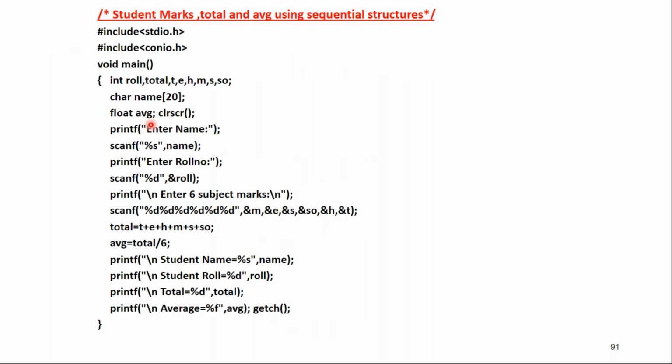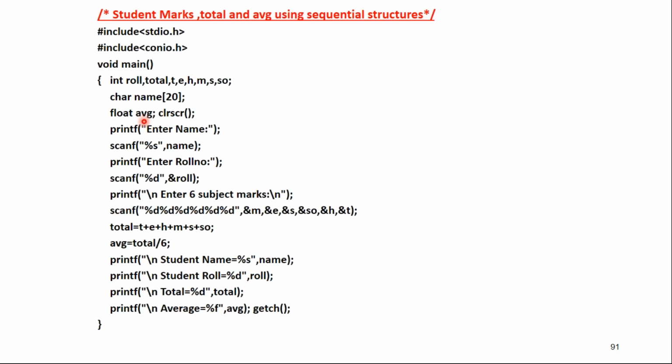Now see here, we are having some small program here. The small program is simply nothing but one which holds the student name, which holds the student roll number, which holds the student's marks like Telugu mark, English mark, maths, science, and the social, and the total. And we are going to calculate the average also.